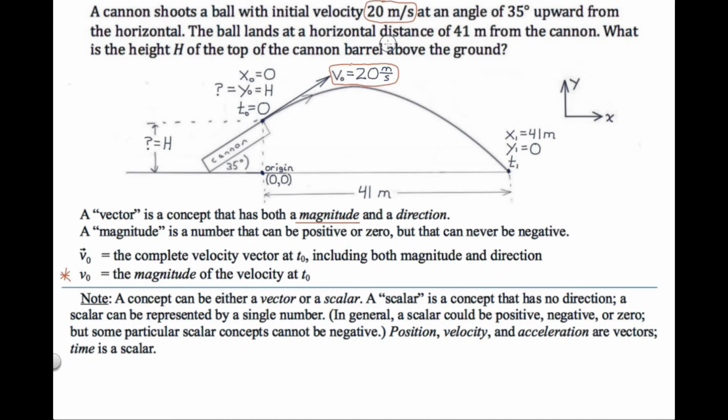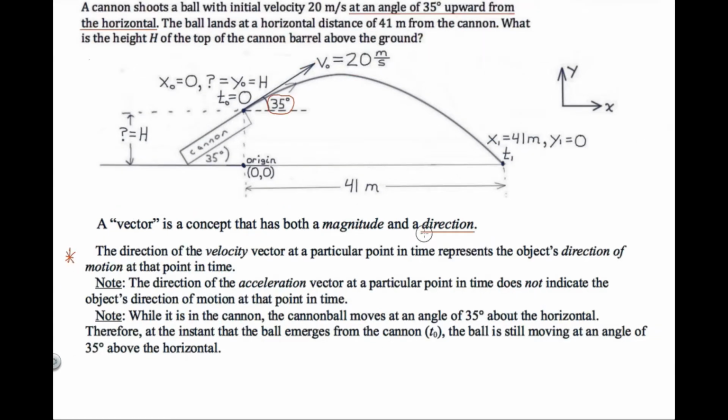For this problem, the magnitude of v sub naught is 20 meters per second. The symbol v sub naught, written without an arrow on top, stands specifically for the magnitude of the velocity vector. The direction of the velocity vector at time 0 is represented by an angle of 35 degrees upward from the horizontal. We can build that information into the sketch like so.